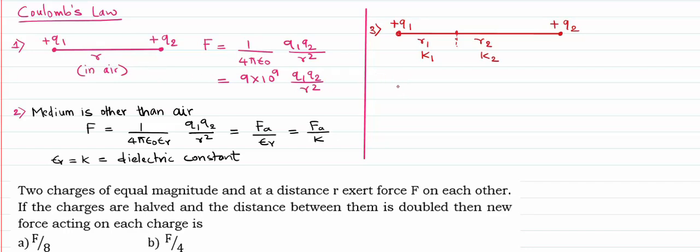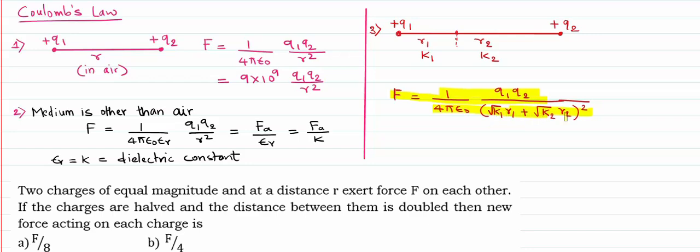is given by F is equal to 1 by 4 pi epsilon naught q1 into q2 divided by the bracket of root of k1 into r1 plus root of k2 into r2, whole square, where k is in the root and r1 and r2 are not in the root. So you are required to know these three formulas. If there are multiple media between the two charges, then the force is given by 1 by 4 pi epsilon naught q1 into q2 by root of k1 into r1 plus root of k2 into r2 bracket square. Clear students? Now on this we will see MCQs.